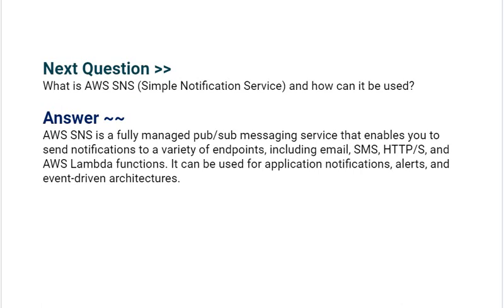Our next interview question is: what is AWS SNS, that is Simple Notification Service, and how can it be used? Your answer should be AWS SNS is a fully managed pub/sub messaging service that enables you to send notifications to a variety of endpoints, including email, SMS, HTTPS, and AWS Lambda functions. It can be used for application notifications, alerts, and event-driven architectures.